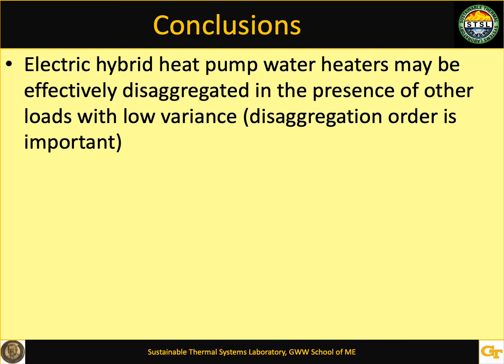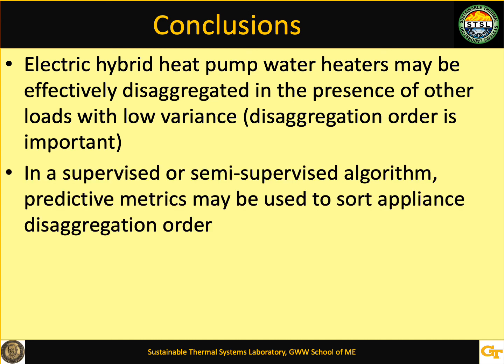So in conclusion, we determined that the electric hybrid heat pump water heater may be effectively disaggregated in the presence of other loads as long as they have low variance. So it's very important that you properly sequence the disaggregation order. And we also determined that in a supervised or semi-supervised algorithm where something about the appliance signal is known prior to the disaggregation period, predictive metrics like R-squared or variance can be used to sort the appliance disaggregation order to both improve the accuracy of the algorithm as well as reduce the computational speed.